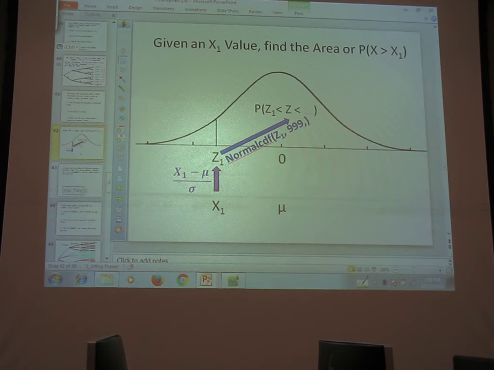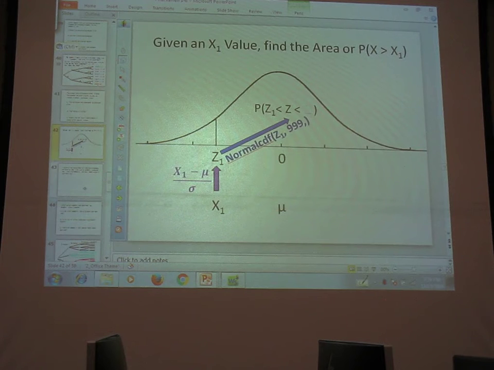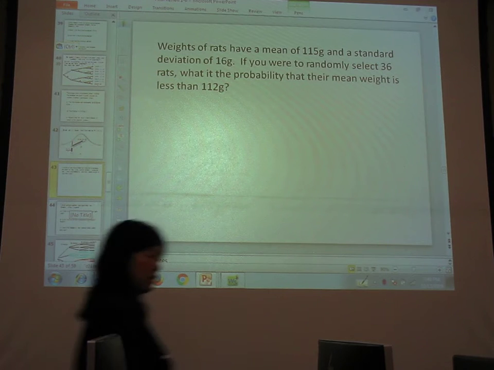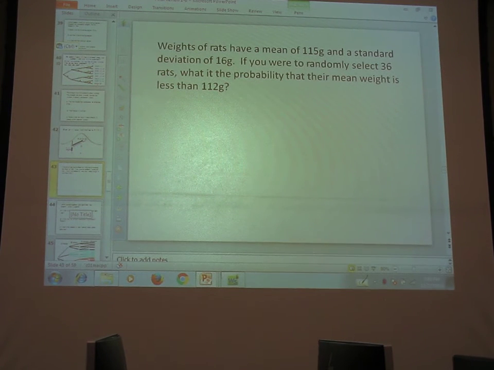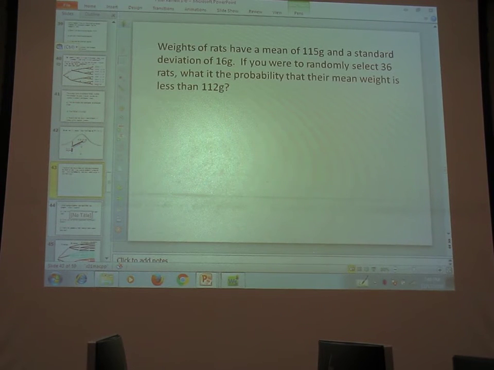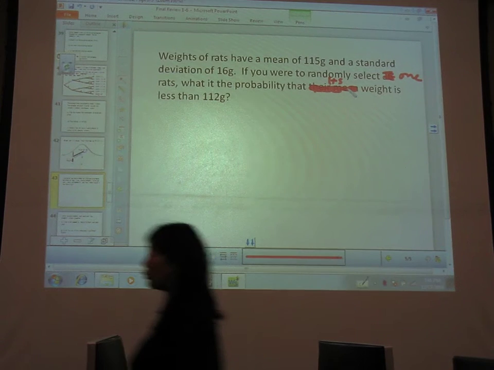Nice. So the one we're going to do next is, we're skipping 8, we're going to go to 9. So for 9, why don't you guys do the second part first, and then the first part last. So do the part where it's just one rat. Oh, and cross out the word mean. So here we're talking about just one rat.